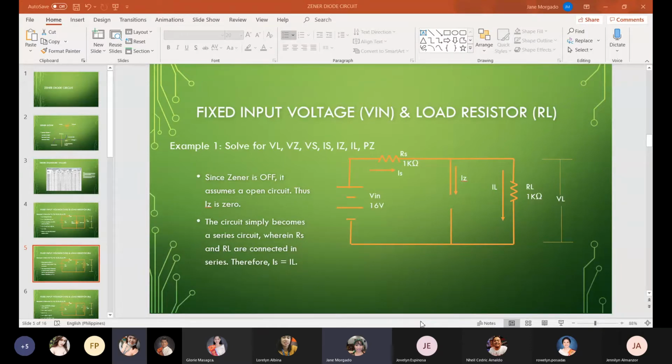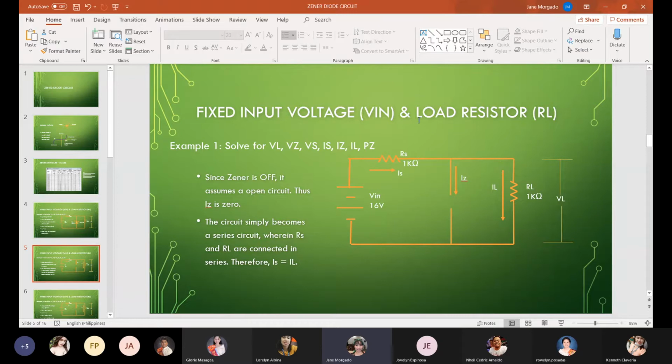Wala pong flow. Ayun, walang flow. Tama, yan. Simple explanation, simple analogy. Walang flow, putol. Parang tulay, no? Hindi makatawid yung mga tao kasi putol ang tulay. Walang flow. Kaya IZ is 0.